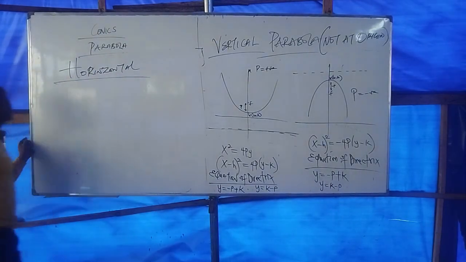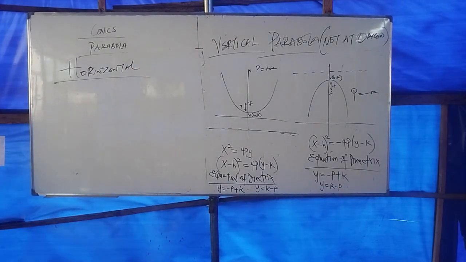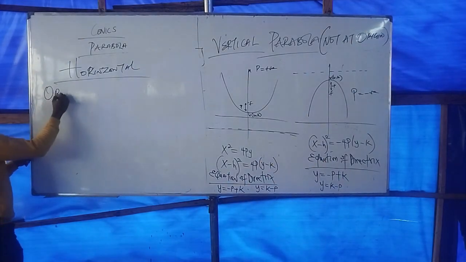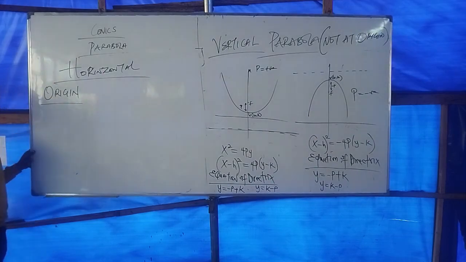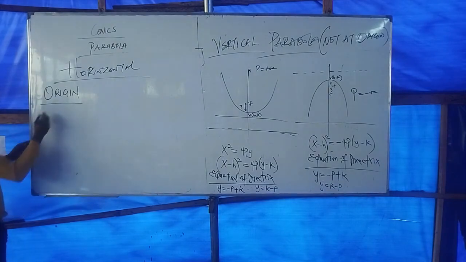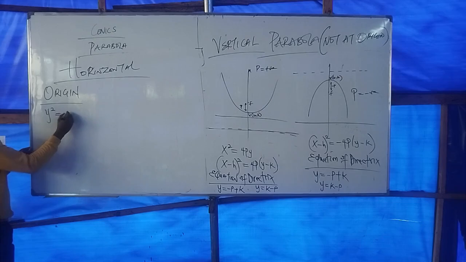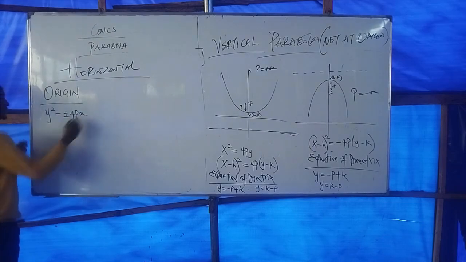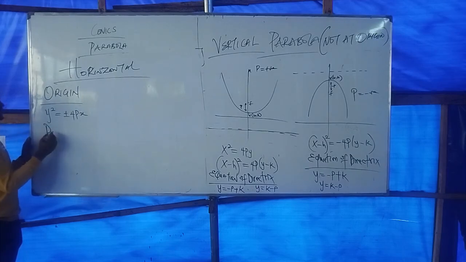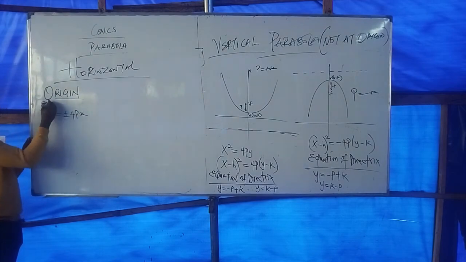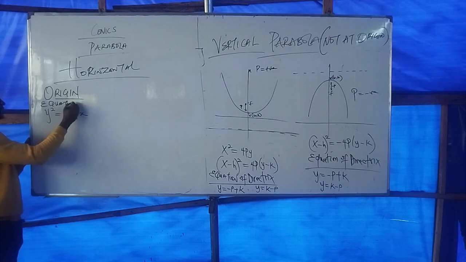If you are dealing with a horizontal parabola at the origin, meaning that the parabola is enclosing what? The x-axis. So we have this: y squared equals plus or minus 4px. Plus simply means positive x. Minus means what? Negative x-axis. Is it not so? Our directrix, this is the equation, right? This is the equation of this parabola.